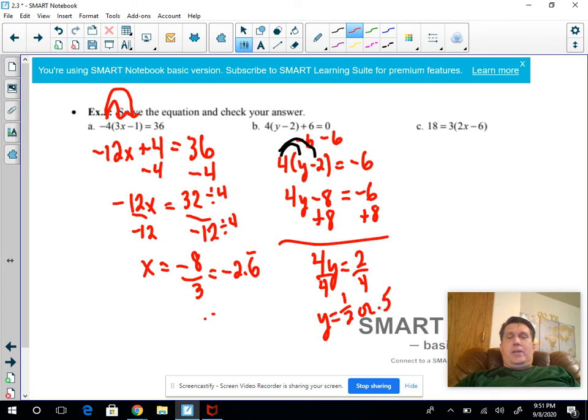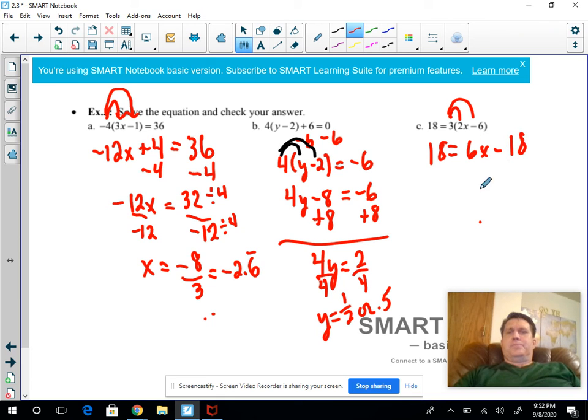Go ahead, pause the video, do this one. Hopefully you give it a try on your own. We'll take 3 times 2x and 3 times negative 6. This side will leave us 18. Over here we get 6x minus 18.